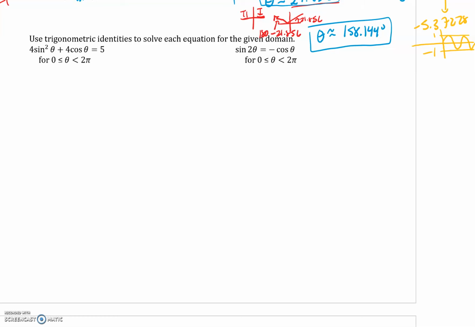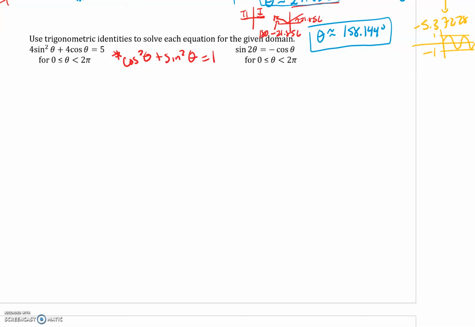So here, 4 sine squared theta plus 4 cosine theta equals 5. I have a sine and I have a cosine, so I have to think, wait, look back at my identities, which identity kind of puts cosine and sine together and also has a square, right? So then I might want to think, okay, well, I do know cosine squared theta plus sine squared theta equals 1.